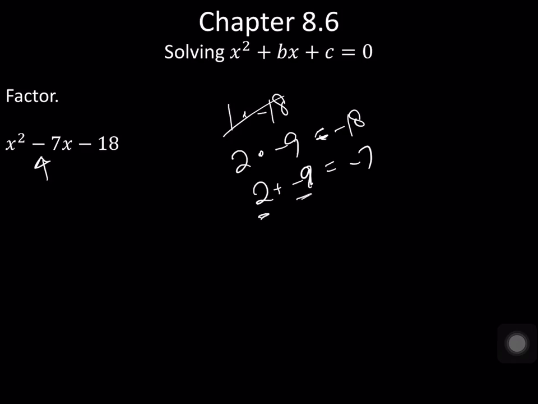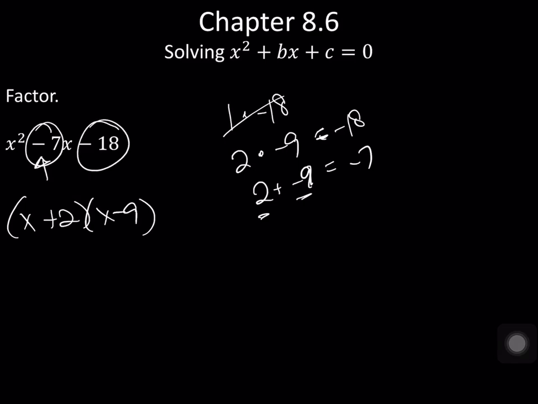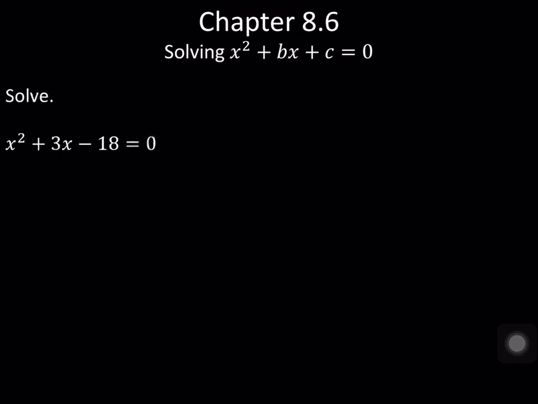Positive 2 and a negative 9. X plus 2, x minus 9. Product of negative 18 adds together to give me a negative 7. 2 times negative 9 is negative 18. 2 plus a negative 9 is negative 7.